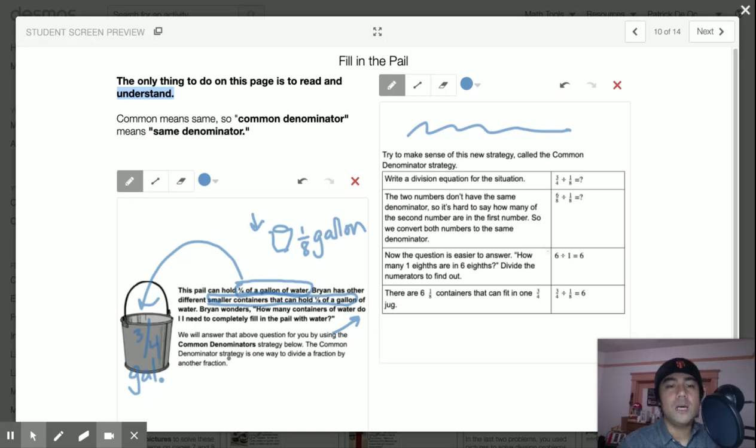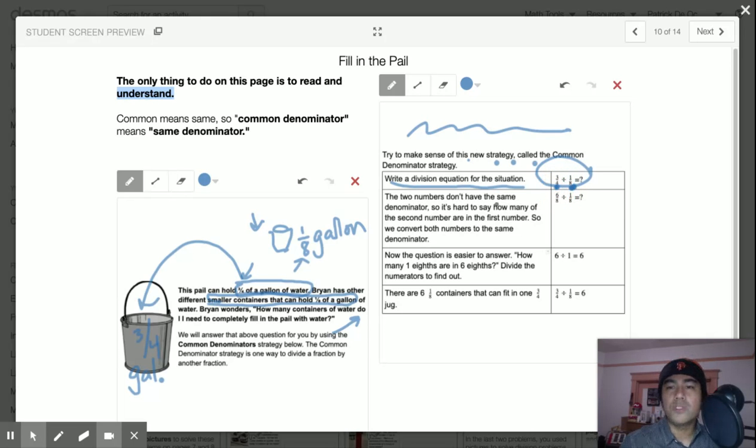The common denominator strategy is one way to divide a fraction by another fraction. Try to make sense of this new strategy called the common denominator strategy. Write a division equation for the situation. And that's what they wrote, 3/4 divided by 1/8. Do you see why they wrote 3/4 divided by 1/8? What's over here? 3/4, 1/8. And do you also know that they're trying to figure out how many 1/8s go in 3/4? How many groups of 1/8 can make 3/4?